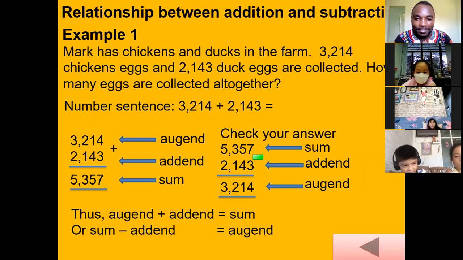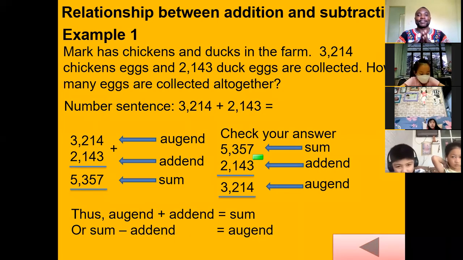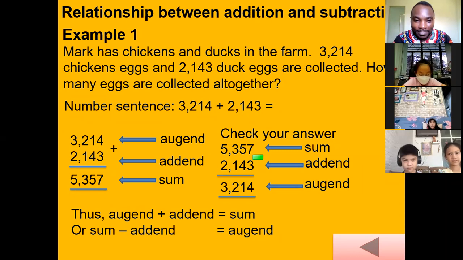Mark has chickens and ducks in the farm. 3,214 chicken eggs and 2,143 duck eggs are collected. How many eggs are collected altogether?